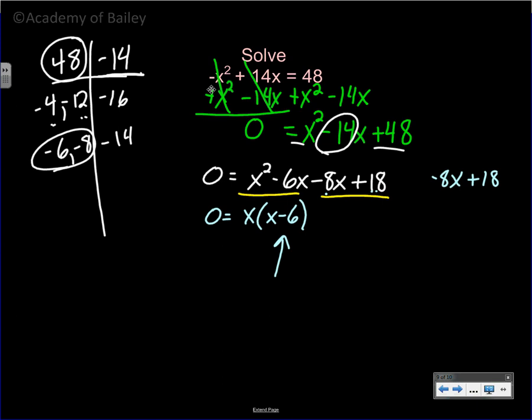So let's go ahead and figure some of this out. 18 breaks down into 9 times 2, and 8 breaks down into 4 times 2. And so therefore we have a 2 and a 2. And like I said, let's pull out the negative. So if I pull out negative 2, I'm left with 4 and x. I'm left with 4 and x inside.